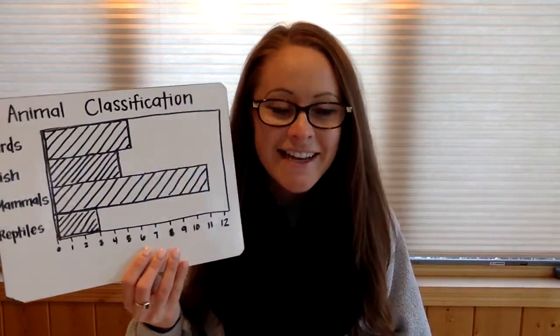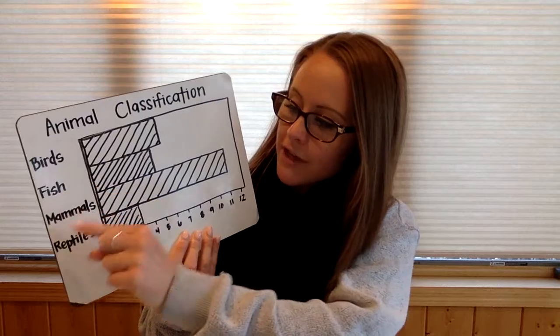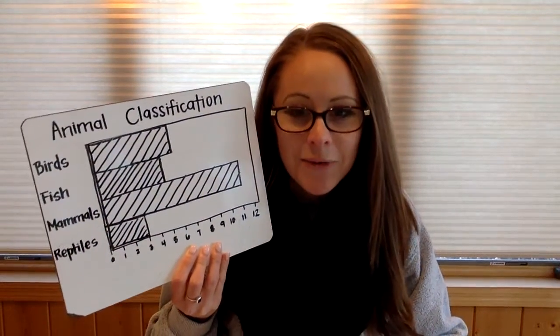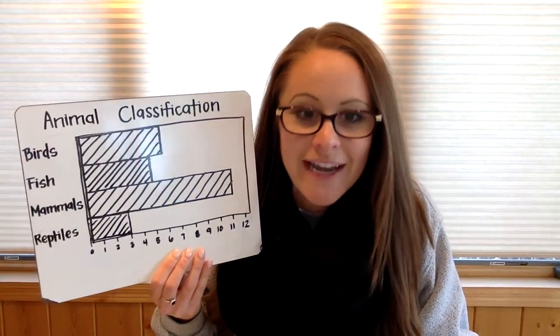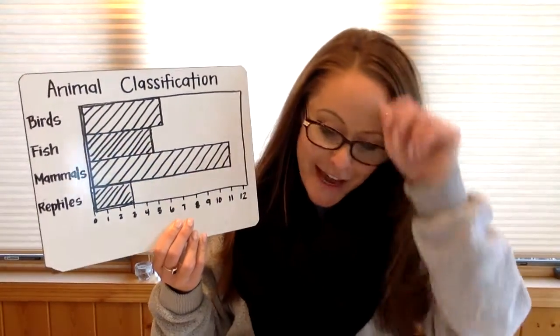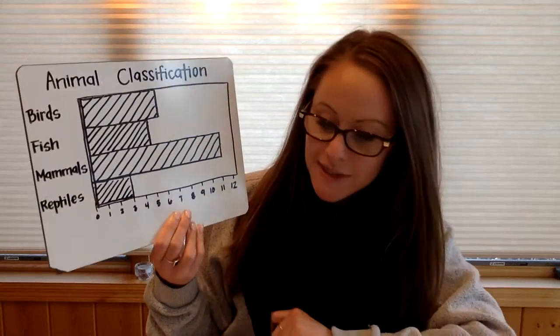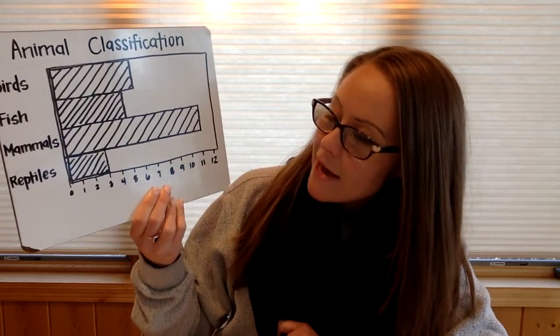So, animal classification. And then on the side, I'll show you mine. This is kind of what yours will look like at the end. On the side, you're going to be putting the different types: birds, fish, mammals, and reptiles. If you need a moment to just pause this and fill that in, that is just fine. Whenever you're done, make sure that yours looks like mine, so that the birds go to 6, the fish go to 5, mammals has 11, and reptiles has 3. Once you've got that, that's perfect.